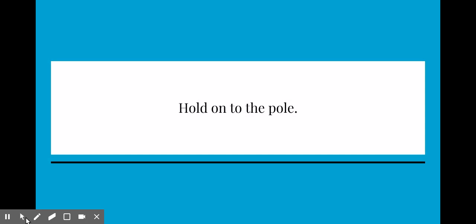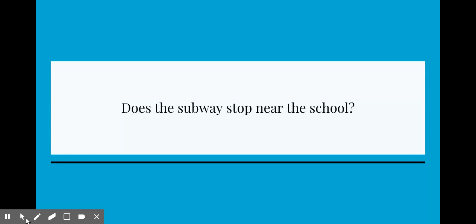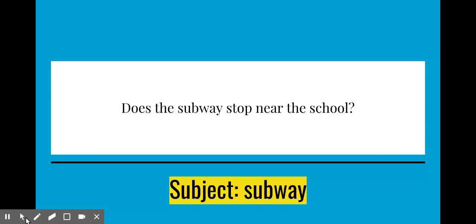All right, let's try another one here. Hold on to the pole. Go ahead and pause. Okay, what's the subject here? The subject is you. We have an imperative sentence. It's giving a command to you. You hold on to the pole. All right, let's try another. Does the subway stop near the school? Go ahead and pause. Okay, so what is the subject of this sentence once you invert the order to natural order? The subject is subway.